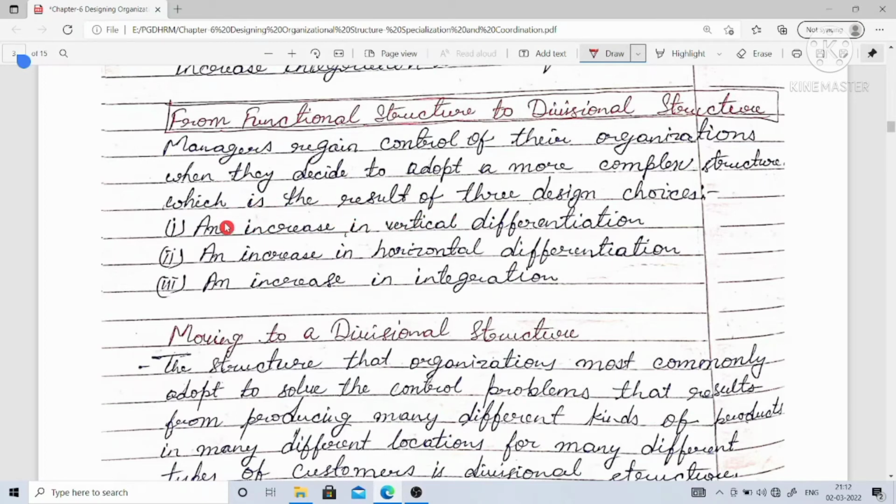First, given is an increase in vertical differentiation. It means a complex structure will have increased vertical differentiation. Second, given is an increase in horizontal differentiation. It means there should be increased horizontal differentiation also in a complex structure. And third, given is an increase in integration, meaning how different functions, how different subunits can be integrated.